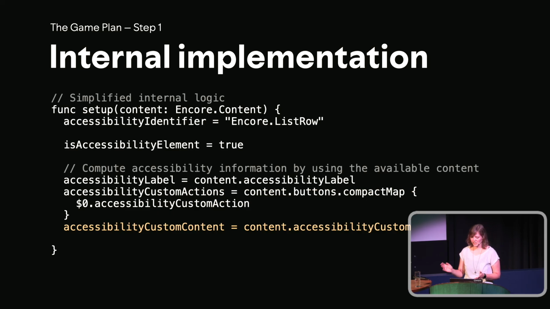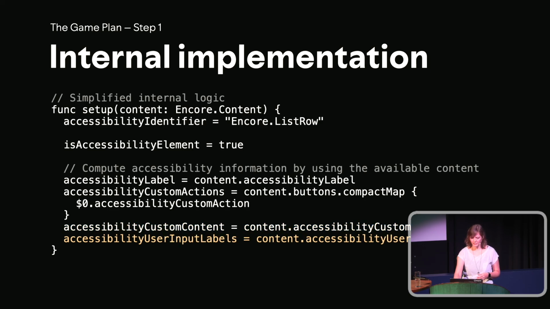The next one is accessibility custom content. We do the same thing. We ask the content for the accessibility custom content. The API is called AXCustomContent. You don't have to remember all of that right now. We'll have a look at that in the demo at the end. And the last one is accessibility user input labels. This is useful for voice control. It is just an array of strings.